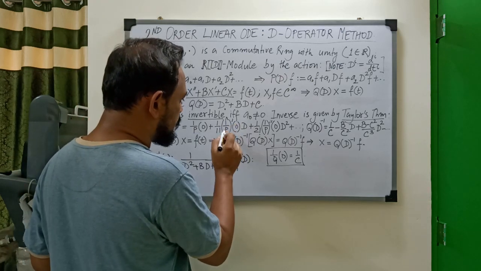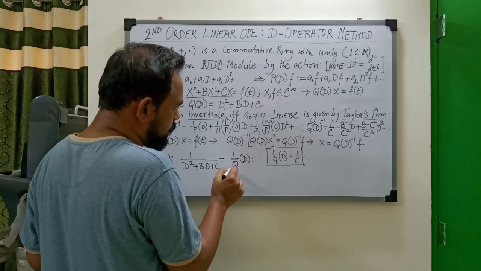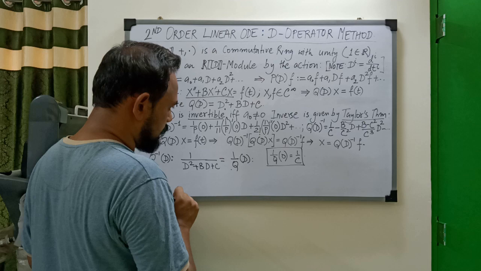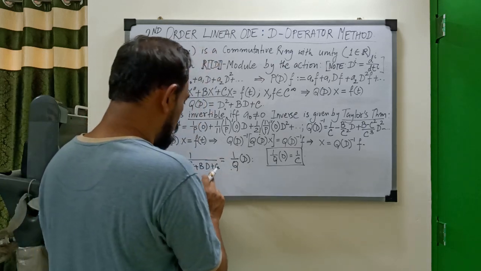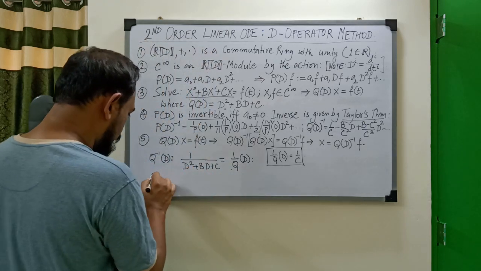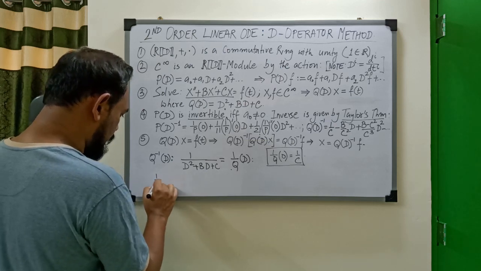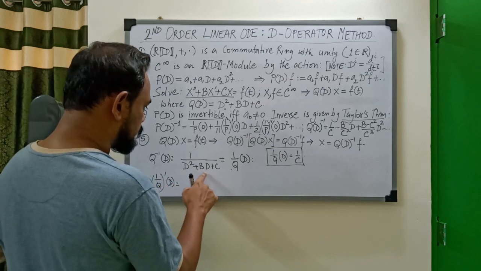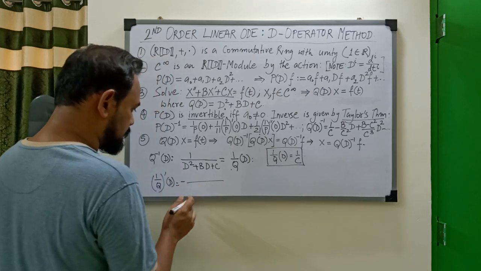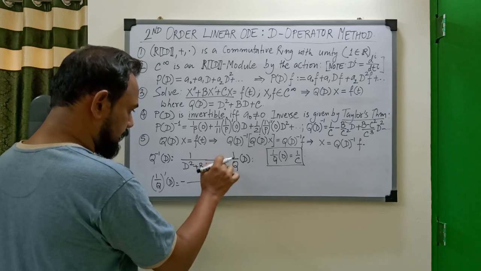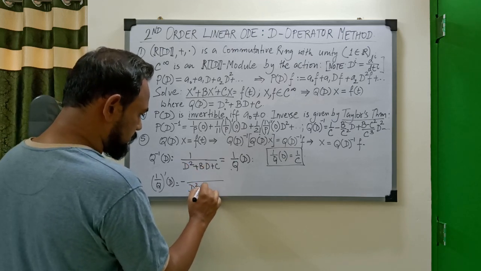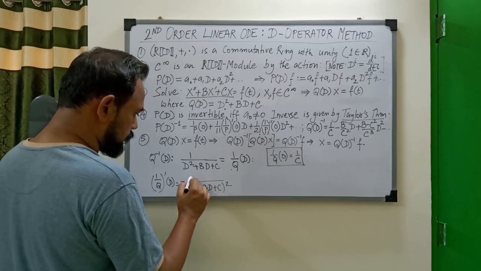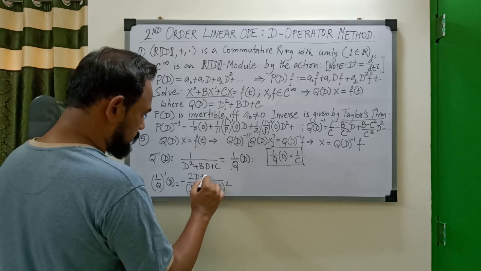Then I have to differentiate 1 by P, or 1 by Q here, with respect to D, of course, and evaluate at 0. Let's do that. Let's differentiate 1 by Q with respect to D. This is going to be what? I'm going to get a negative sign from the index -1 here. So D squared plus BD plus C whole square, and I have to differentiate this also. So I'm going to get a 2D plus B.